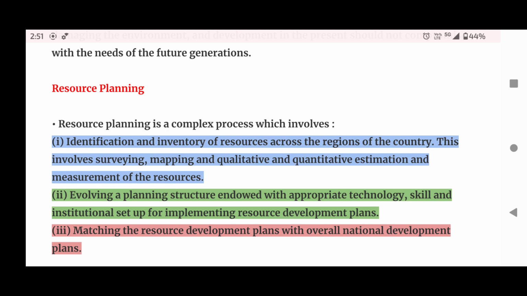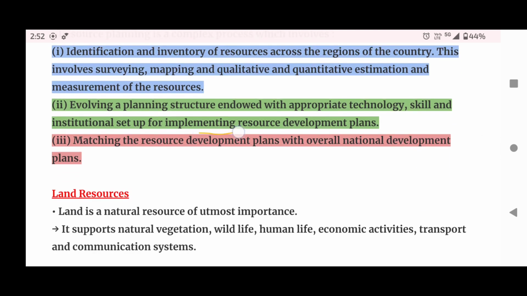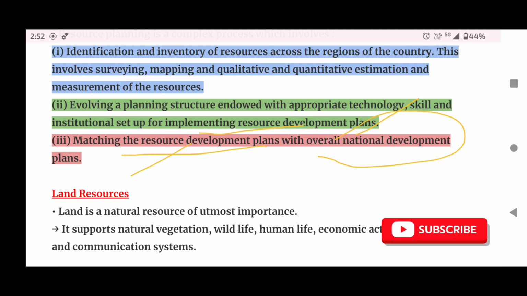Resource planning. Resource planning is a complex process which involves identification and inventory of resources across the regions of the country. This involves surveying, mapping, and qualitative and quantitative estimation and measurement of resources. Evolving a planning structure endowed with appropriate technology, skill, and institutional setup for implementing resources and development plans. Matching the resource development plans with overall national development plans.